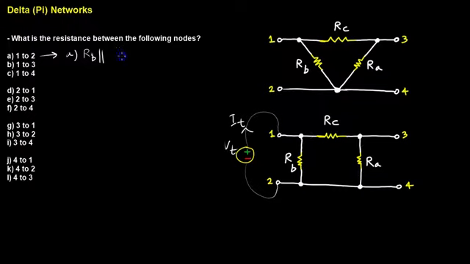Oops, messed it up. RA plus RC. For the second one, 1 to 3. Let me clear this up and look at 1 to 3.